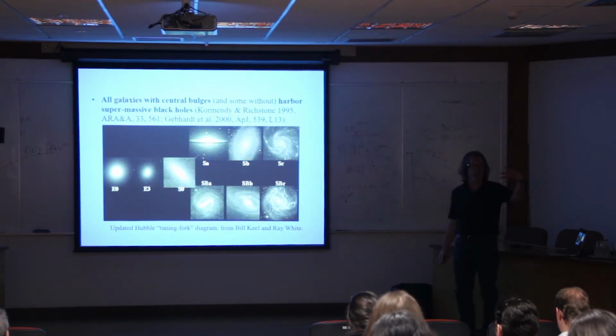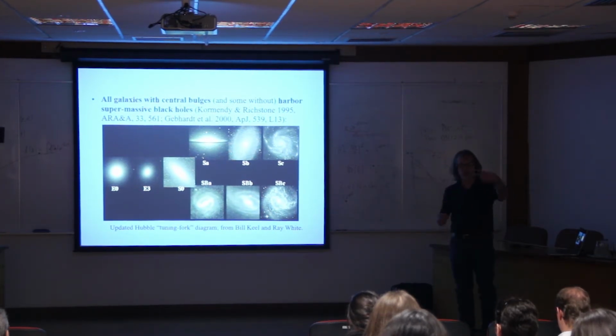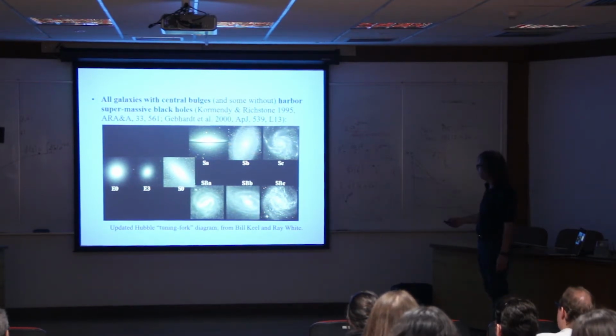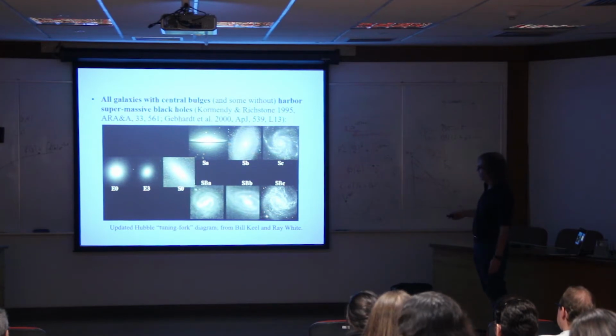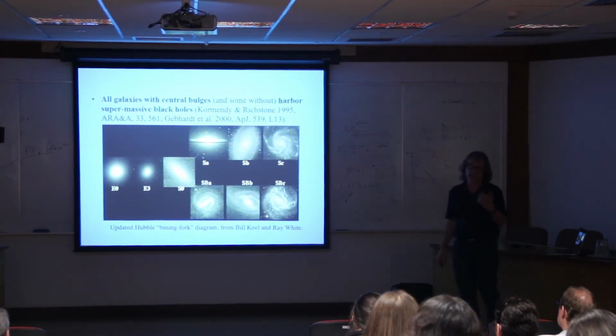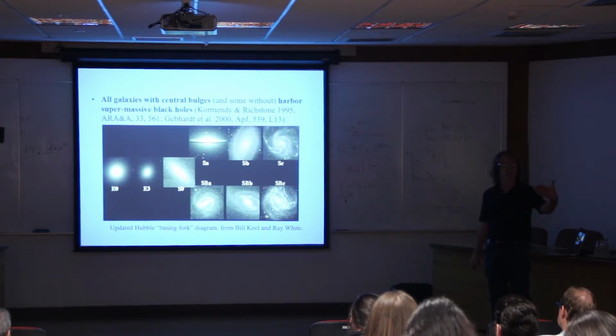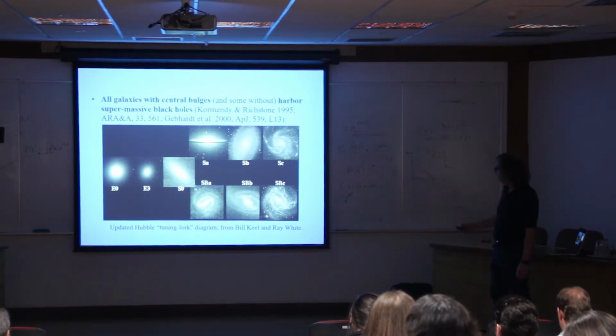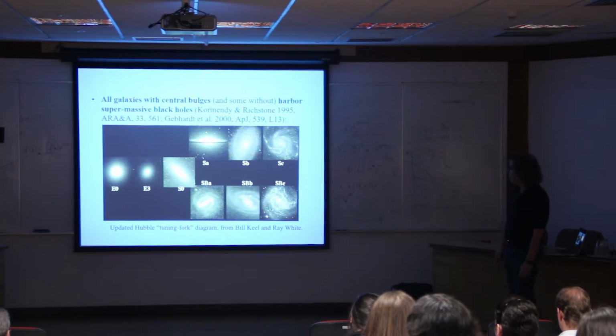I don't know if you all know what a tuning fork is. It's a thing that you hit, it vibrates. But in any case, it looks like this. So these are just classifications made by Hubble of particular different kinds of galaxy shapes or morphologies. These are elliptical galaxies to the left, and spiral galaxies of various types to the right.